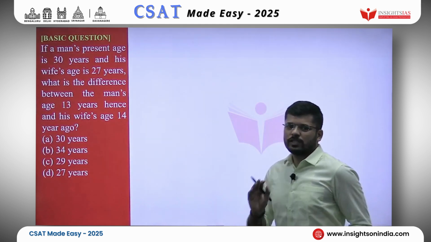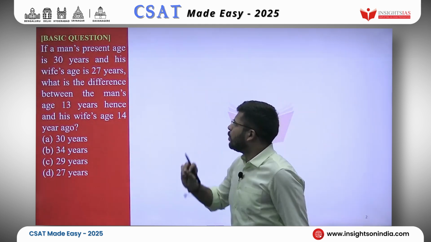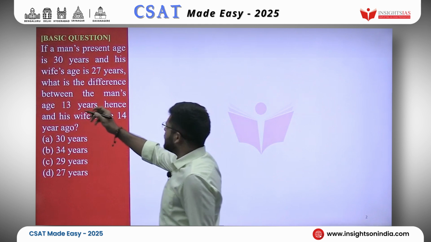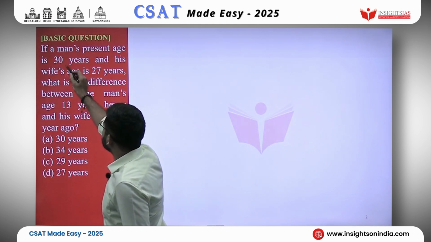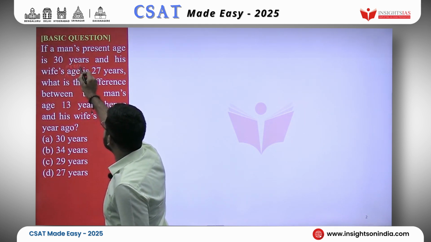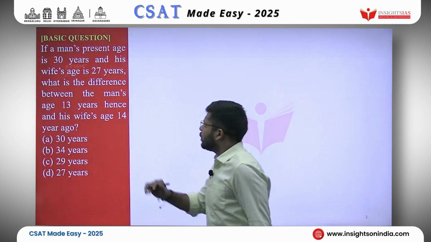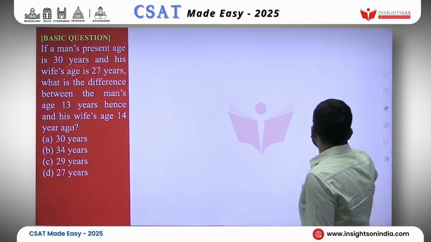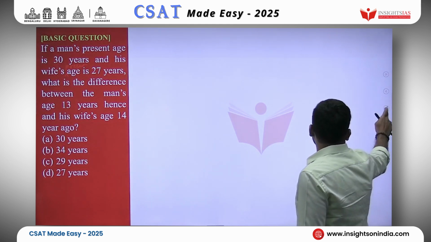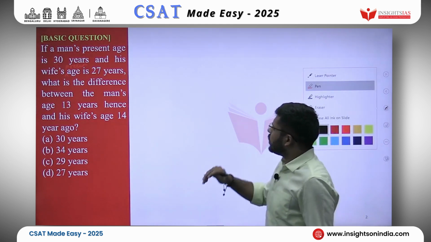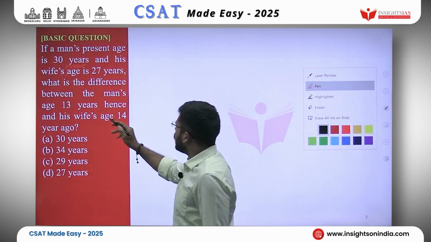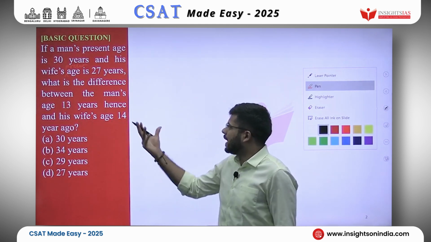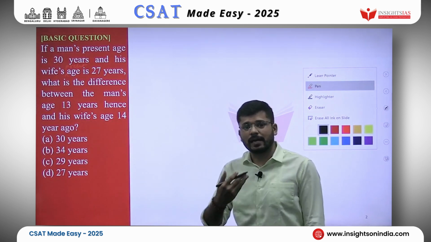This is the first basic question. If a man's present age is 30 years and his wife's present age is 27 years, what is the difference between the man's age 13 years hence and his wife's age 14 years ago?